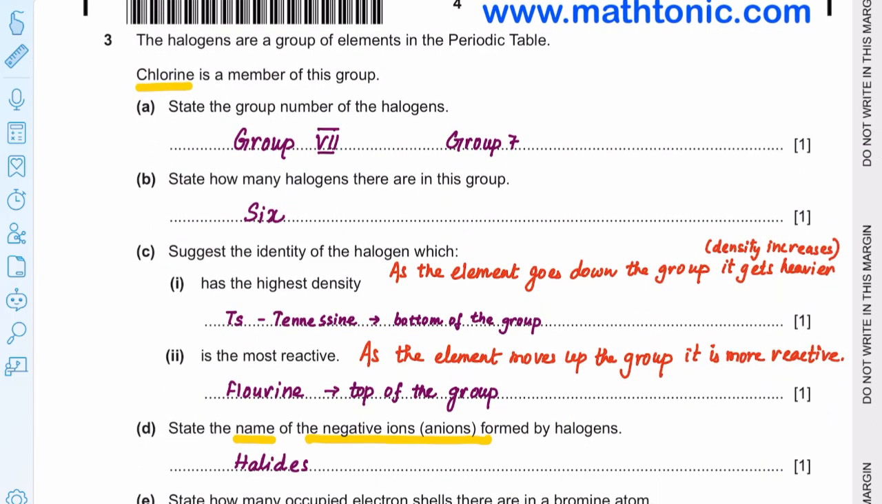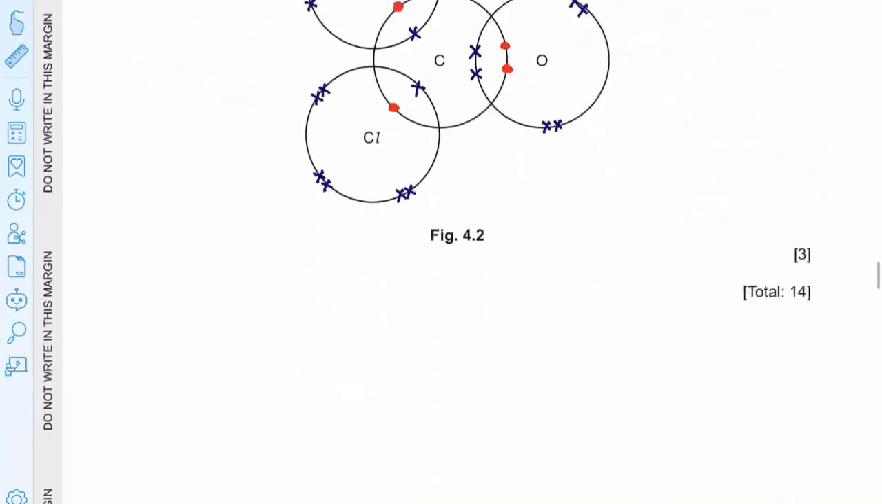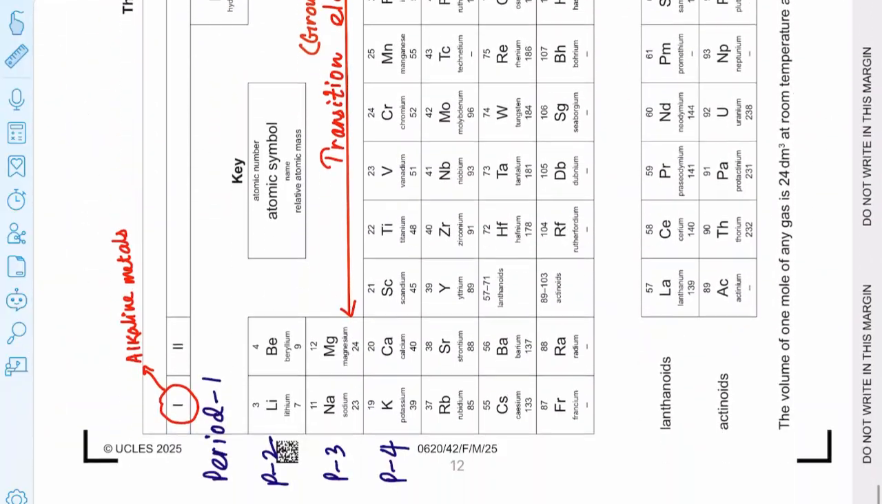The halogens are a group of elements in the periodic table. Chlorine is a member of this group. State the group of members of the halogens. If I try to show you the periodic table, you can see here.